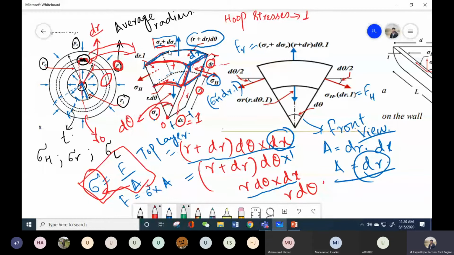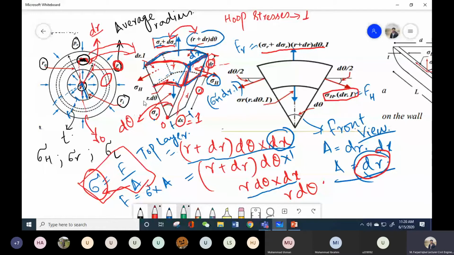So the stress acting on the top face is sigma r plus d sigma r, and the area of this top face is r plus dr into d theta. So the force acting on this top face is the product of these two factors. Similarly, on this side, the hoop stress is acting, and the area on which this hoop stress is acting is this differential area, right? So I will multiply this hoop stress with this differential area, that is sigma h multiplied by the area, which I have calculated over here, that is dr. So on the right side, I have shown this stress, sigma h into dr.